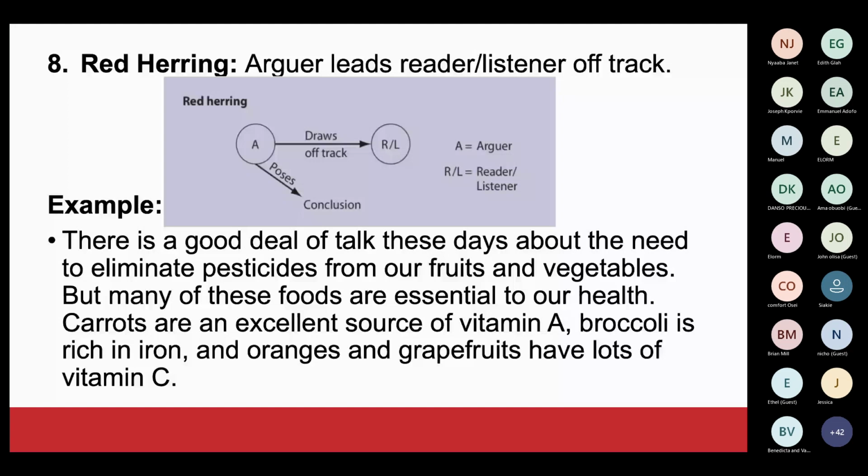So you see what is happening here. The arguer is not being consistent. He's trying to lead the listener off track. He started by saying one thing, then he says something, says something, says something. So many liars, typical liars. That is what they do.